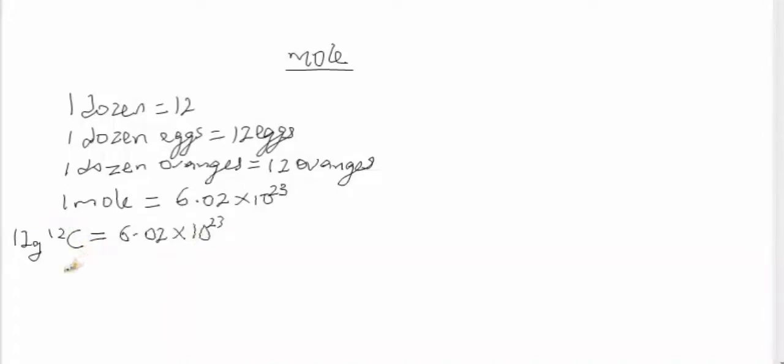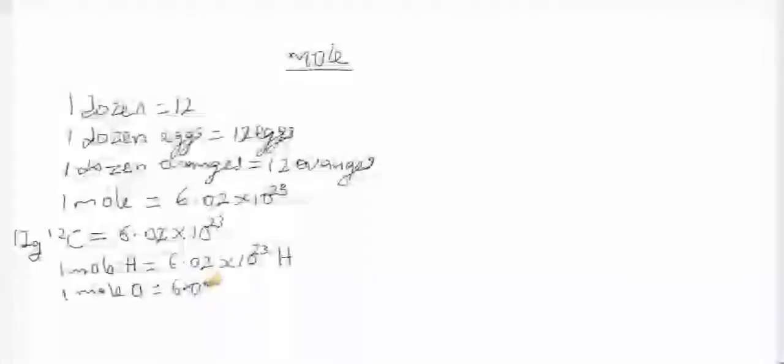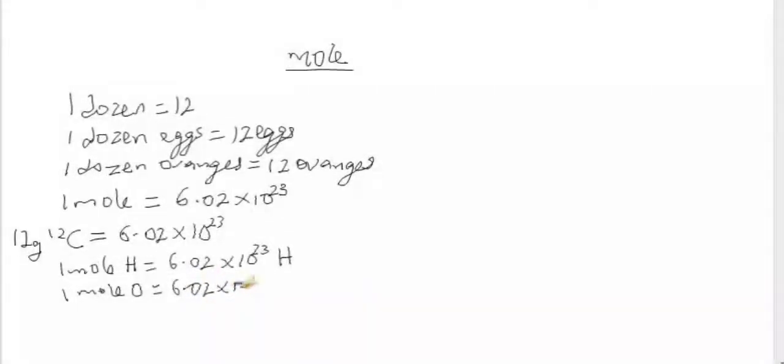Now, that is to say, 1 mole of hydrogen should contain 6.02 times 10 raised to the power 23 atoms of hydrogen, and 1 mole of oxygen atoms should contain the same number, 6.02 times 10 raised to the power 23 atoms of oxygen.